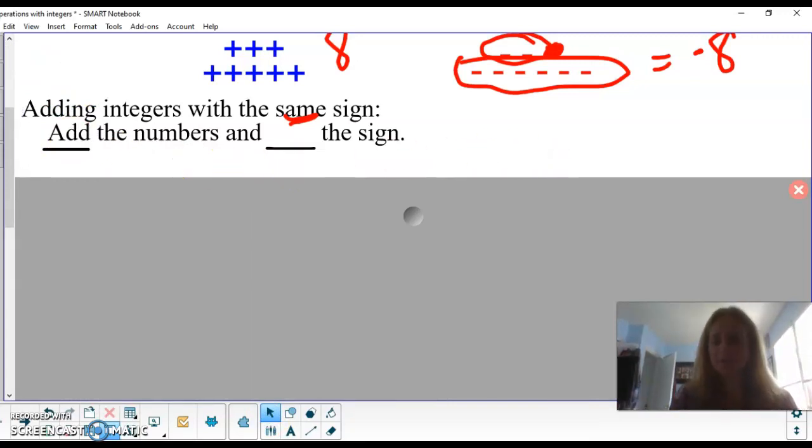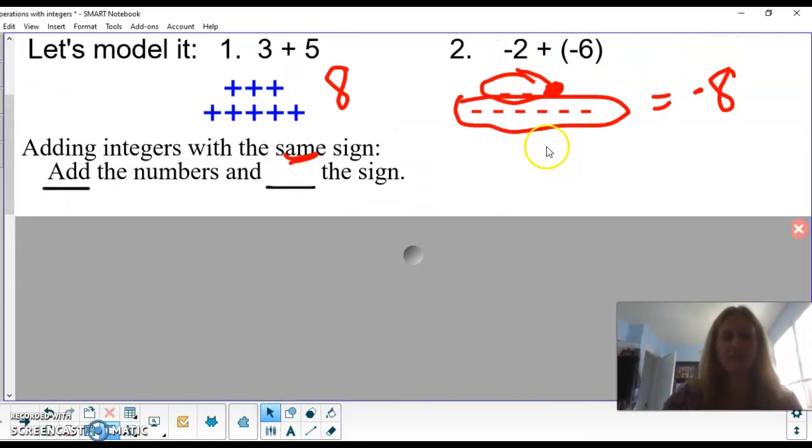So when you have the same sign, all we're going to do is you add the numbers. Add the numbers. I added them together. 5 plus 3, 8. 2 plus 6, 8. But you have to keep the sign. So if they're all positive, your answer is positive. If they're all negative, their answer is negative.